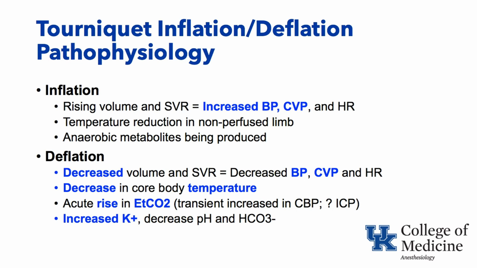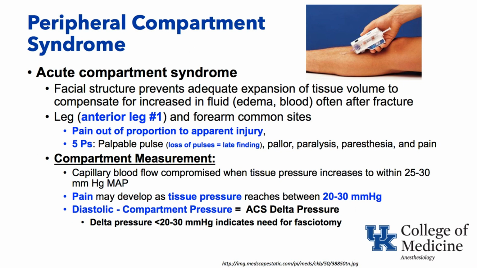And the potassium that's released in that tissue also is, when the tourniquet goes down, released into the central circulation and can cause problems. So drop in blood pressure, rise in end-tidal CO2, drop in body temperature, increase in body potassium, and acidosis. Peripheral compartment syndrome, next topic.